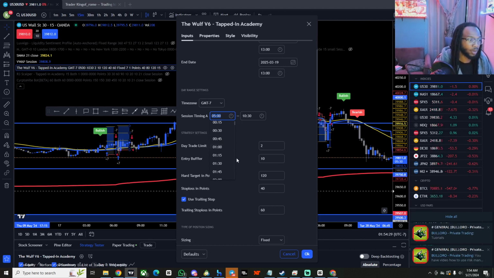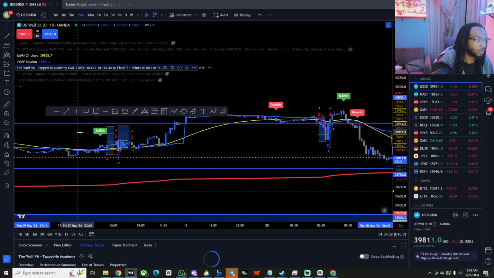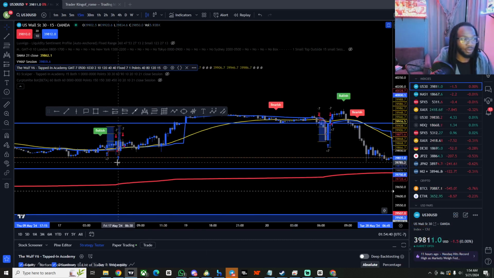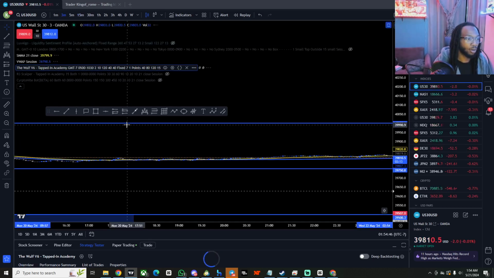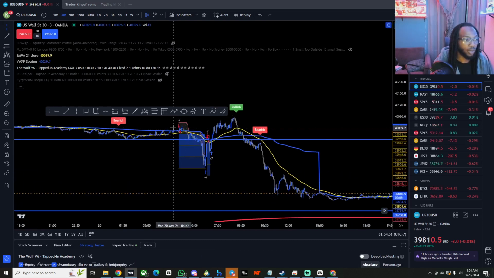Now, more of my settings here for you guys. If I want to have my stops really close, tight, what I would do is set it to a 40. Now with 40s, you are more likely to get stopped out inside of your trade. You do have tighter stop losses.